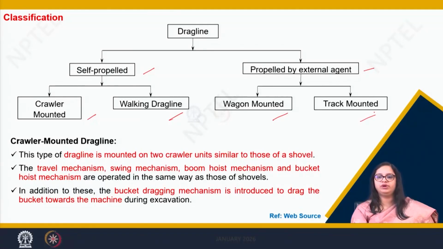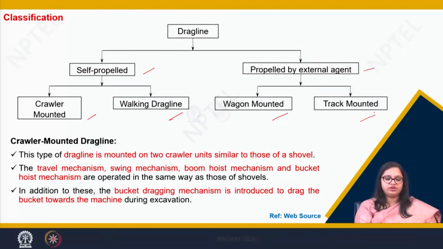Now, about crawler mounted excavators, we have discussed them in detail, and almost 3 machines we have already discussed, covering the constructional features of a crawler. However, we have never discussed the constructional features of a walking dragline, of how it can walk. It can walk just like a human being with its 2 feet. This dragline can also walk.